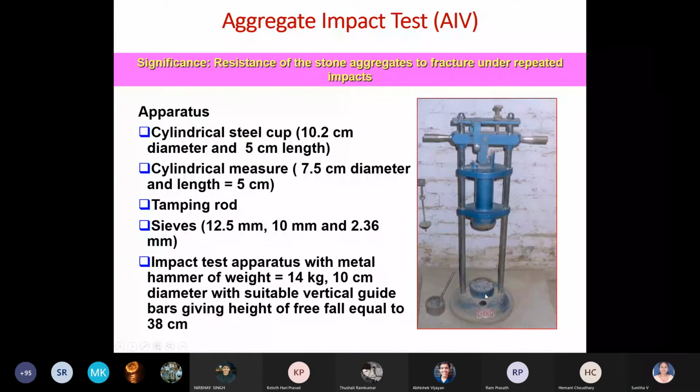This is, my mouse movement is visible to you? Yes, ma'am. Yeah, thank you.